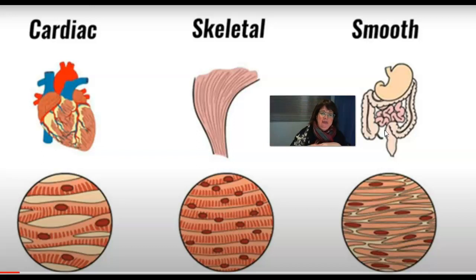Okay, the three types of muscles can be determined histologically. When you look at them, it depends on the location of the nuclei, whether they have striations or not, whether they're branched, and also the general shape.